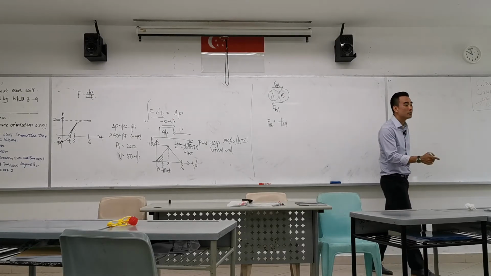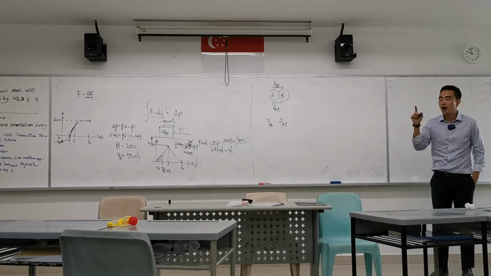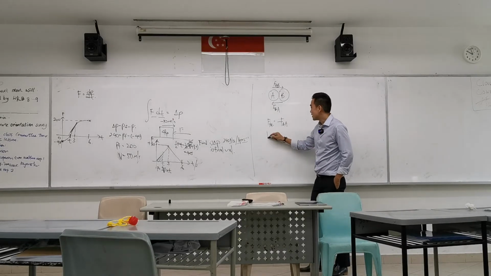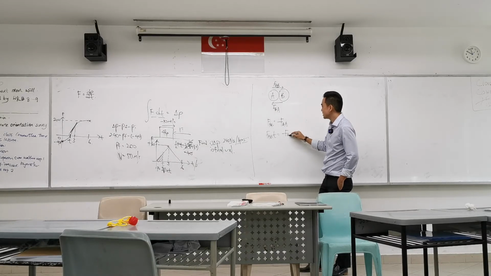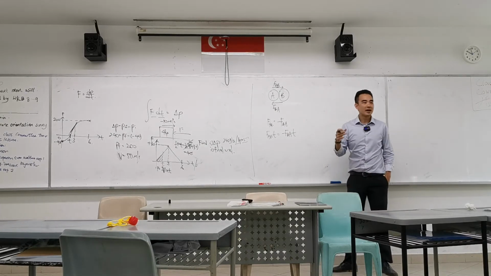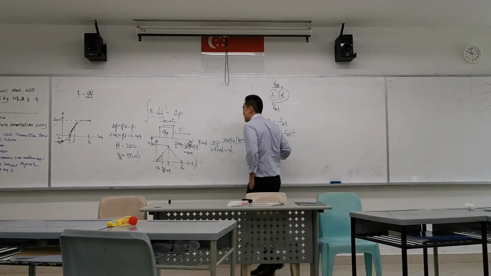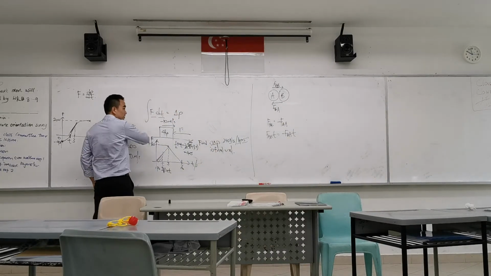Yes, negative. Why? Because it's equal and opposite. Correct. The opposite must be here. And multiply by time on both sides. Do you agree that the thing has changed? Just multiply by the time of the collision. So what is F times time? Relate back to something you see over here. What is F times time?